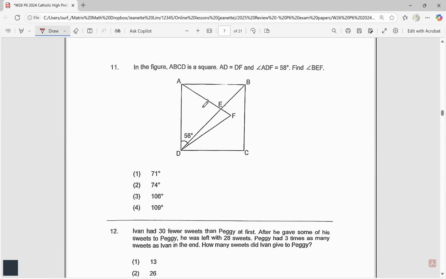Question 11. In this figure, we have a square ABCD. AD is equal to DF. So AD here, D to F here. Okay, then you have 58 degrees, which is angle ADF. So this is not equilateral. Find angle BEF. Okay, let's mark that out. This angle here.